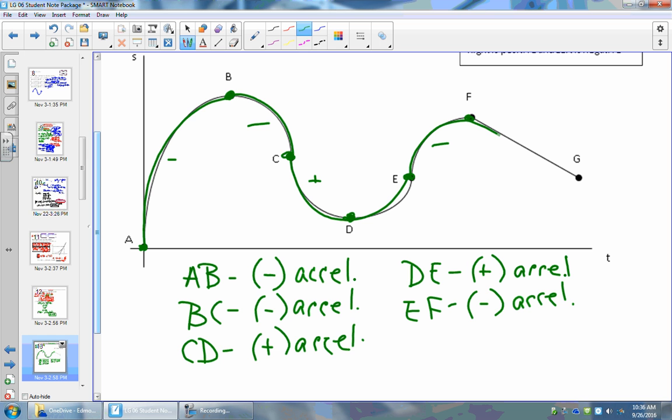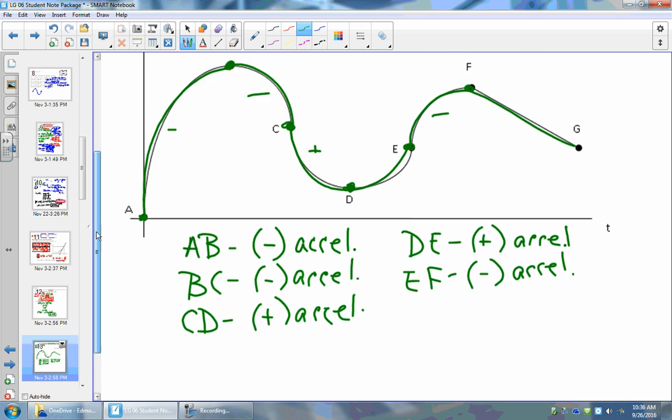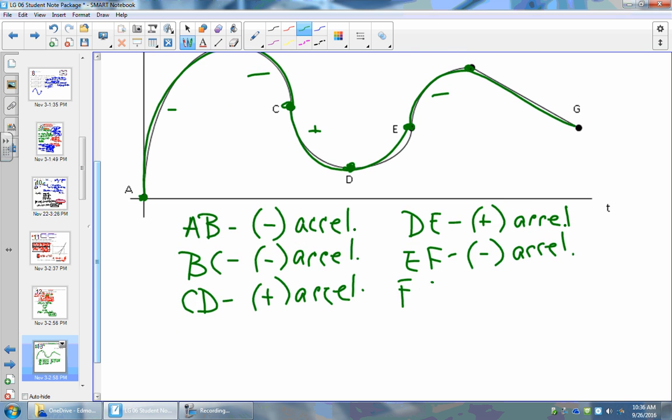And look at F to G. What's happening there? Well, we know that that's a negative slope, but does it have any concavity? No, it doesn't. So we would literally just say a 0 acceleration. It's a constant.